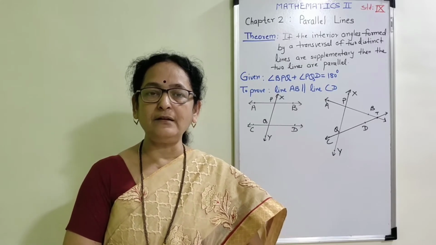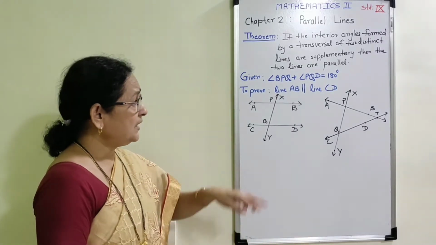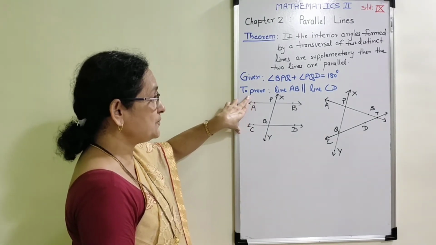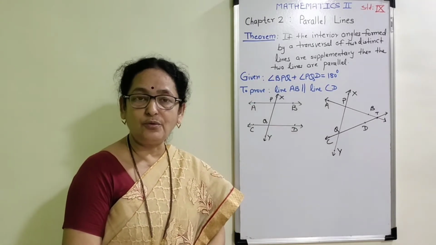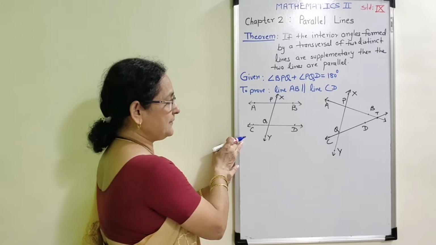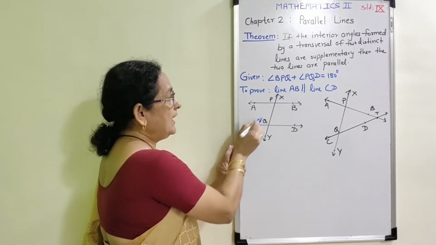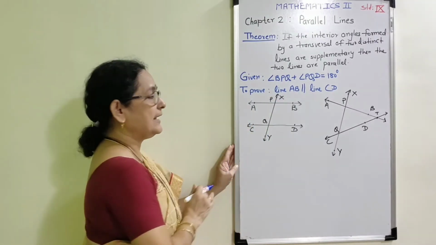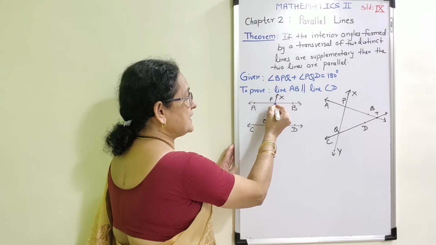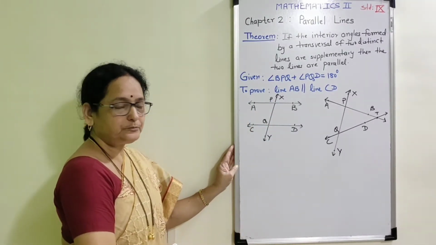We have already learned the meaning of the word indirect proof. That here, assume that the statement which we are going to prove is not true. We have taken two different figures. Observe the first figure. Here line AB is given, line CD is given, and their transversal line XY is also given. Line XY intersects the two lines in two distinct points P and Q.